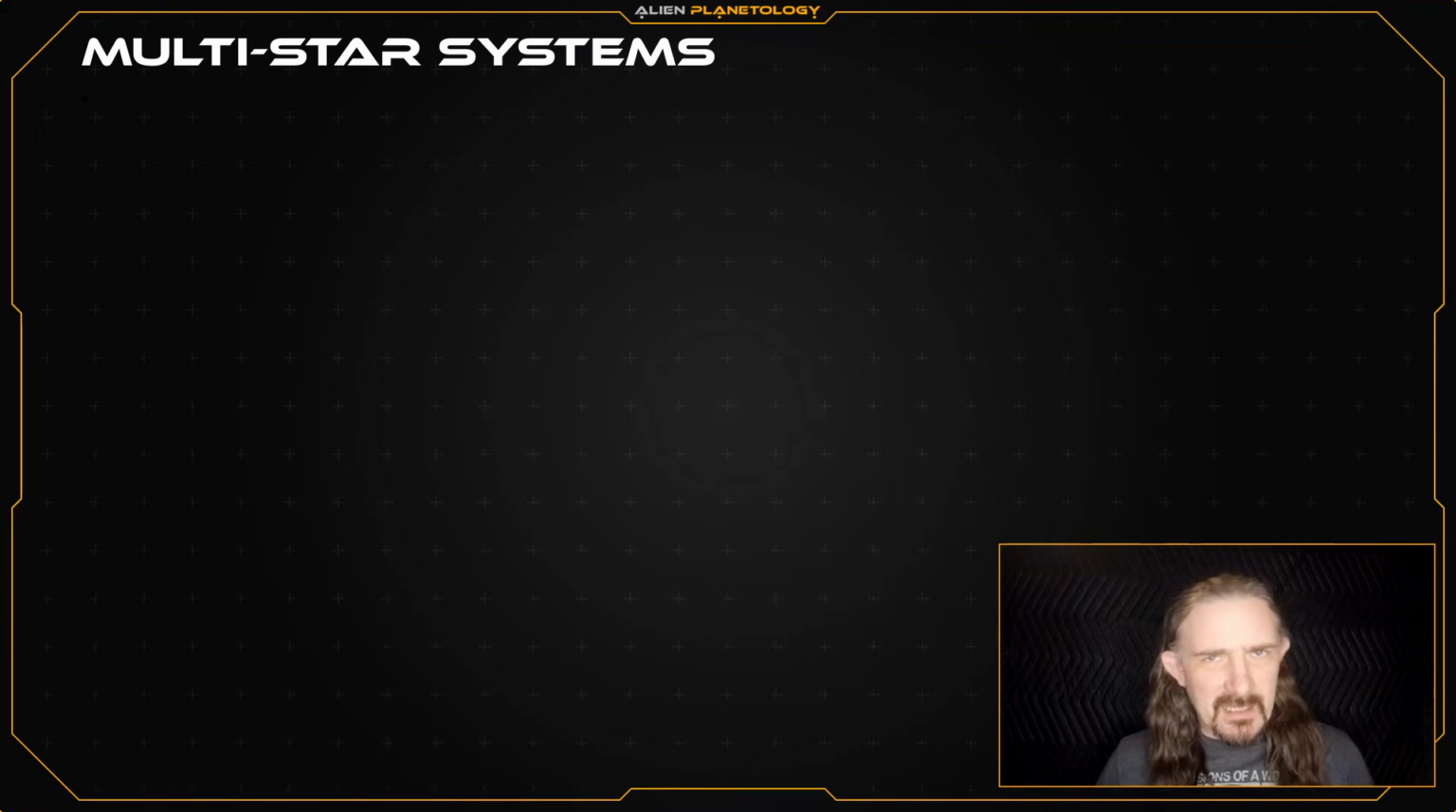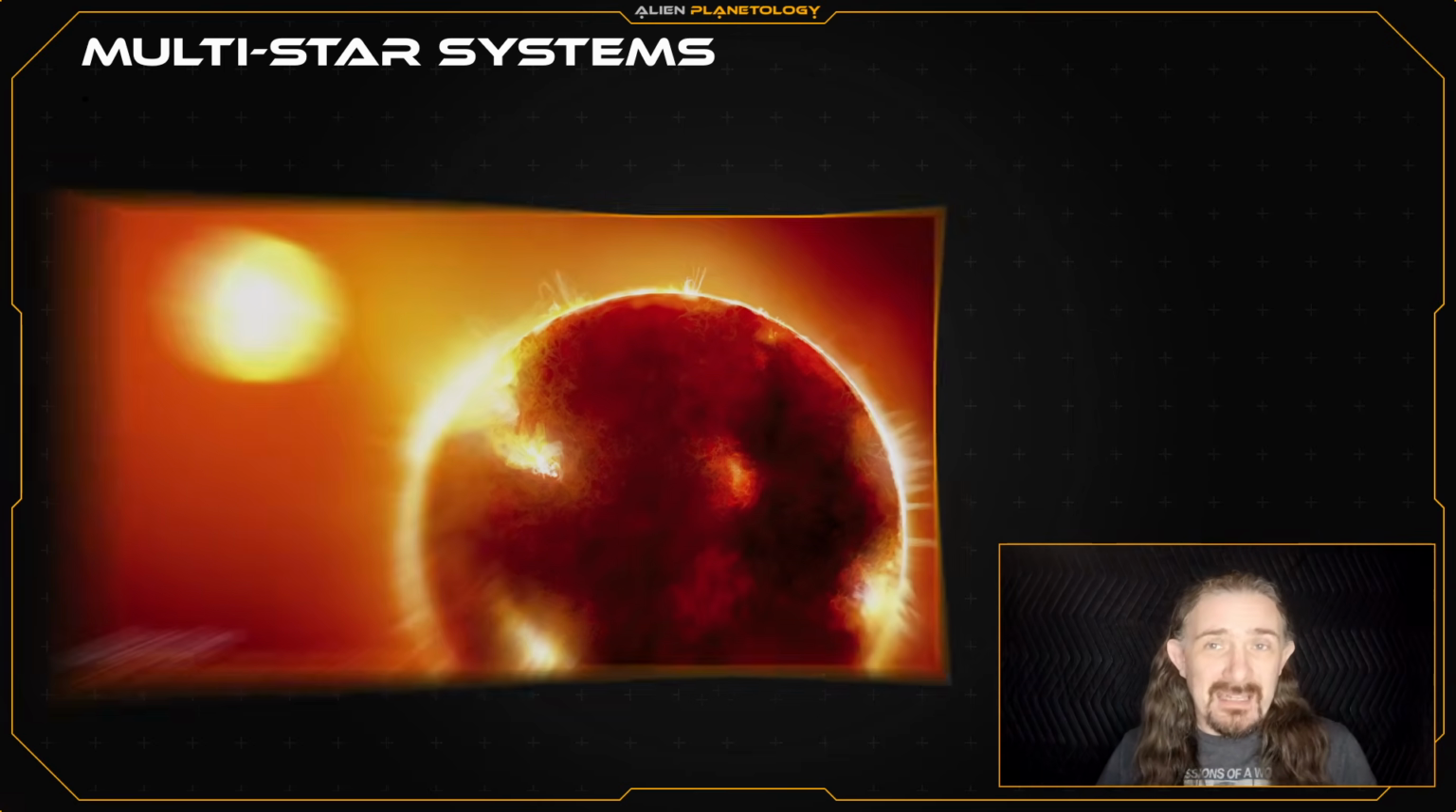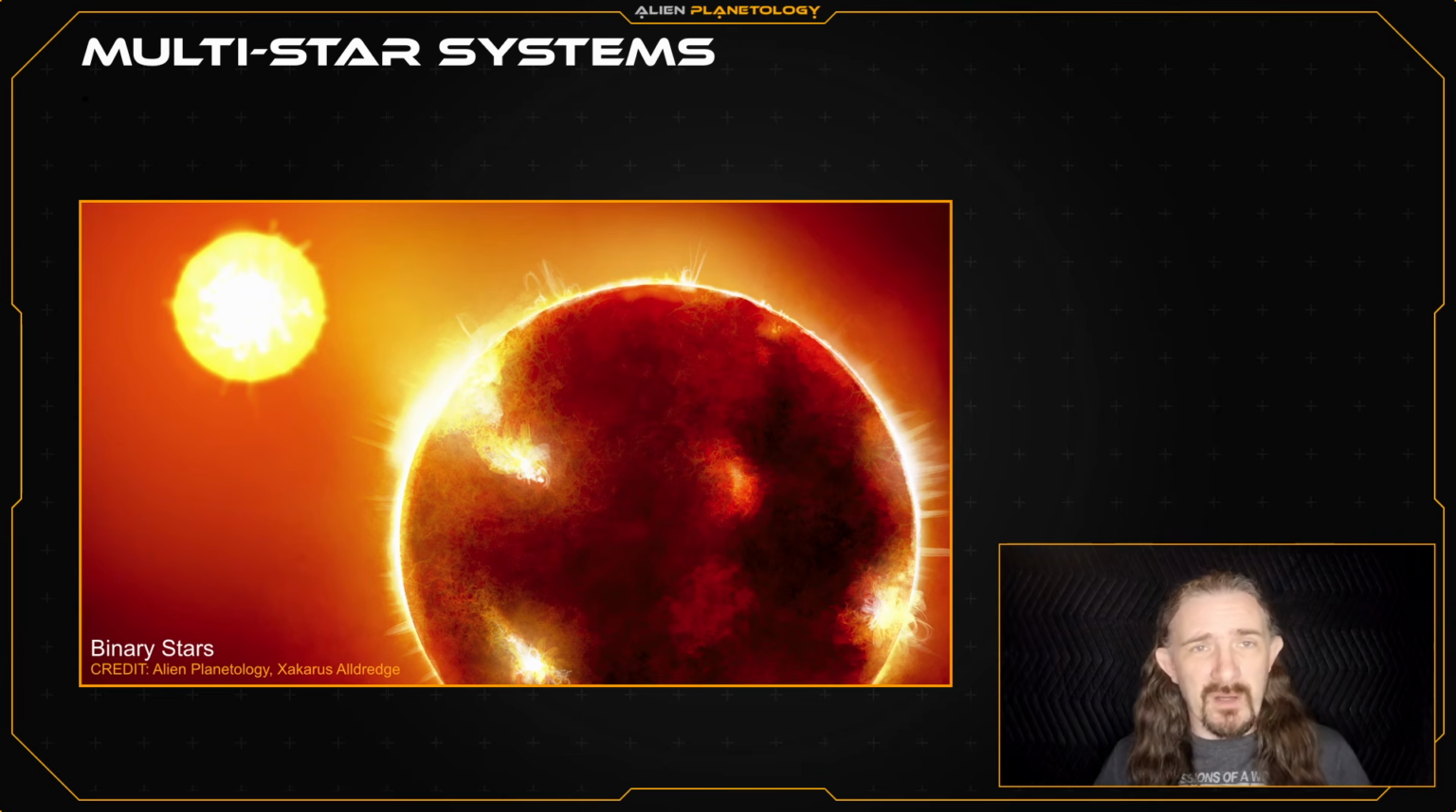About half of the stars in our galaxy, and likely other galaxies as well, orbit one or more other stars. The most common multi-star system is a binary system, where two stars orbit one another. But less commonly, one can find trinary systems with 3 stars and quaternary systems with 4 stars.